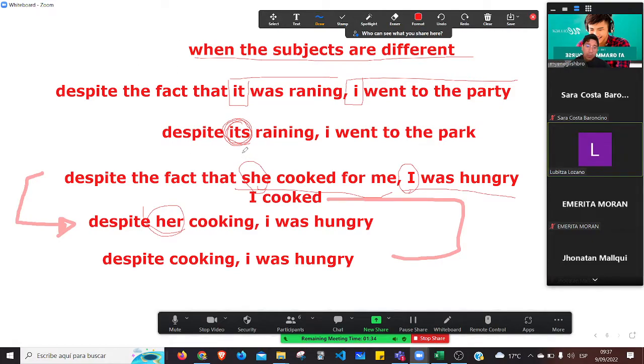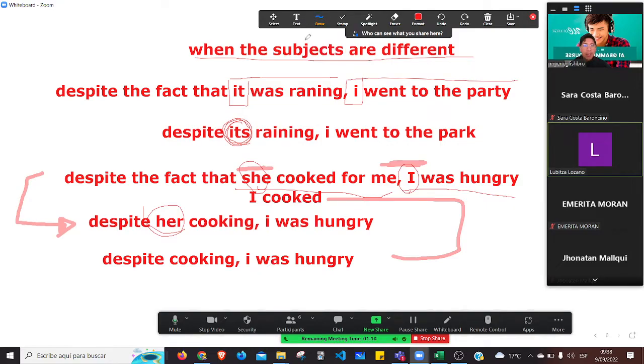I don't understand that it's the same. What do you mean when it's the same? Despite the fact that she cooked for me, I was angry. Despite her cooking, I was angry. Yeah, here the subjects are the same or different? Yes, I understand that. Yeah. But I don't understand the last. Despite cooking, I was angry.